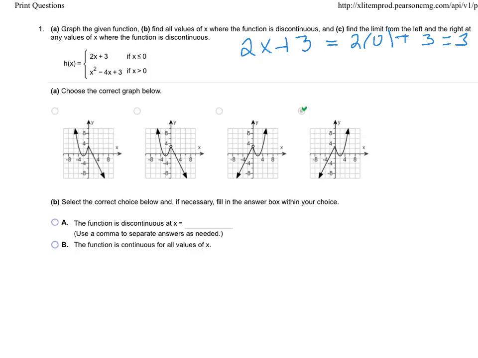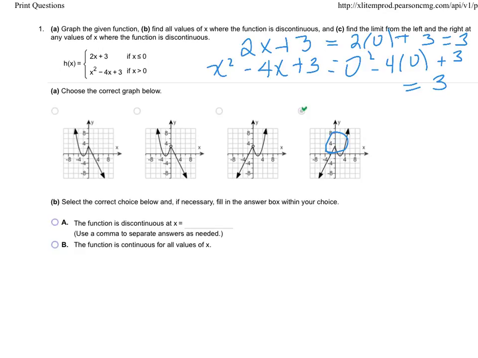And if we use the rule x squared minus 4x plus 3, that gives us 0 squared minus 4 times 0 plus 3, which also gives us 3. And that tells us that at x equals 0, the y value is in fact 3. So for that reason, then, this graph is continuous at the only suspicious point, which is x equals 0.